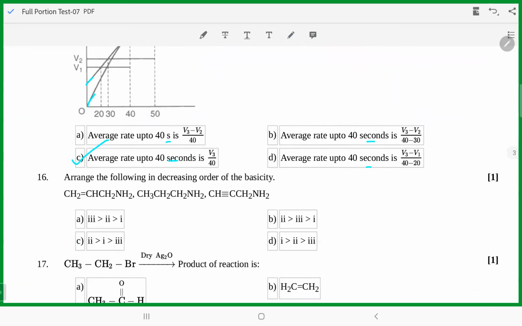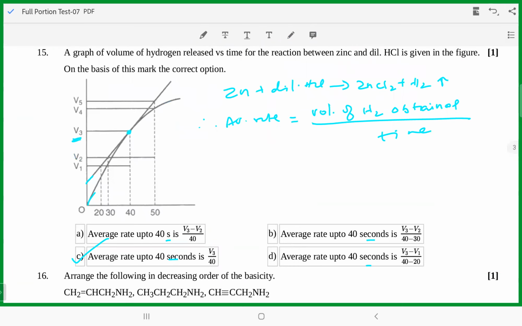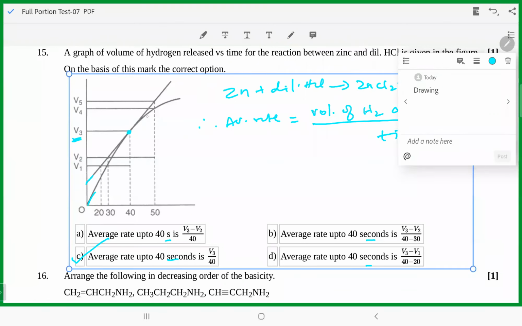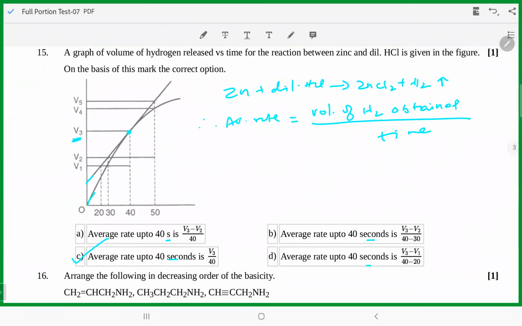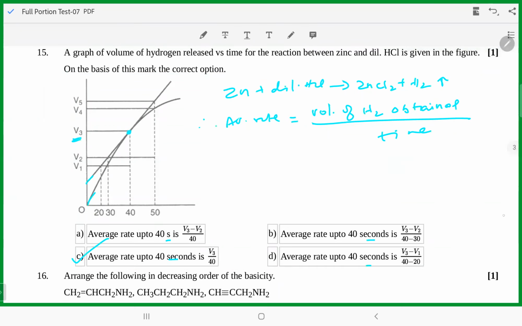And then arrange the following. Sir, for average, we have to subtract two times, no sir? Between two time intervals we have to subtract. That is the two time interval. Here they have marked 0 minute, and here a particular volume, they have shown both, right? What you can do is, V3 becomes equal for both. Okay? Both these curves. Okay, so that is why we have taken that as the average rate. Okay sir.